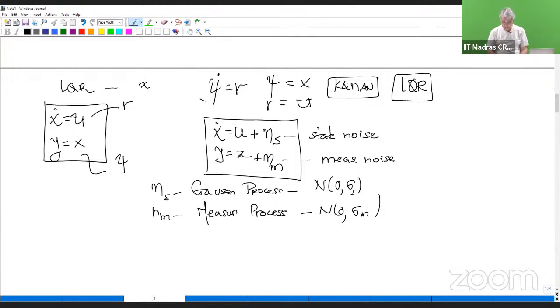And now the question is, what can you do in order to come up with a good estimate, x hat? And if you can get a good estimate of x hat, which is the psi, then you get a good estimate of the rate of variation. But the most important thing is the heading.